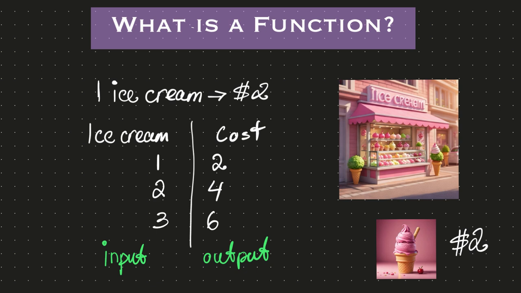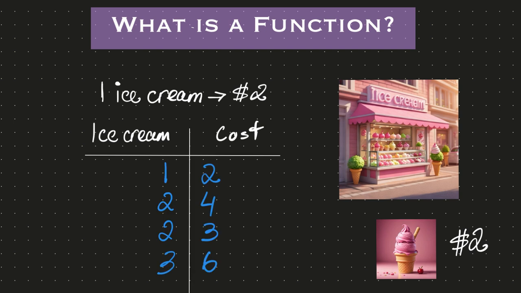Input 1, that will be 1 ice cream, gives $2. Input 2, that will be 2 ice creams, will give me $4. And input 3 will always give me $6. And let's say input 100 will give me $200. Let's say if I was buying 100 ice creams. And that is what function is. But let's look at another example.